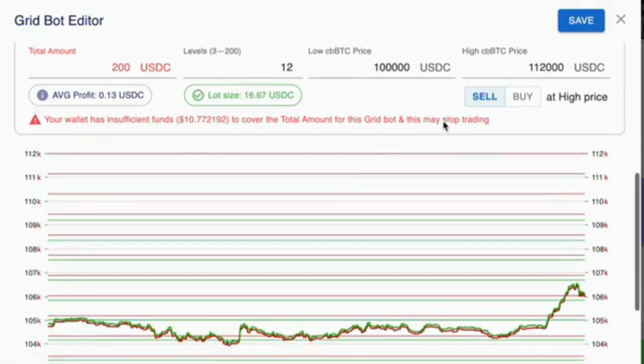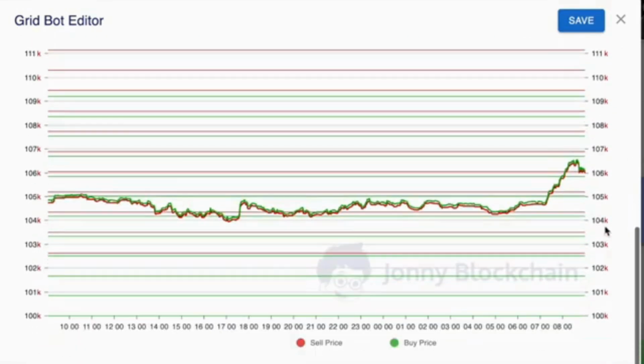Now, coming back to the grids down here. So let's say we've got it set to sell at the high price, which is that 112, and I've got it set for 12 grids. Now, if the price drops below 100,000, the bot would have bought all its lots up and it would be just sitting there doing nothing. I would suggest that you only trade tokens that you're willing to hold.